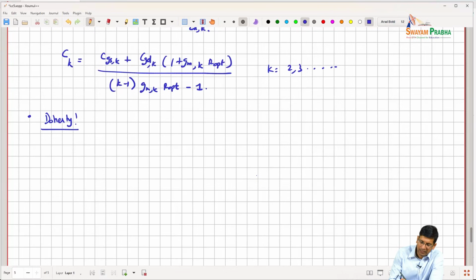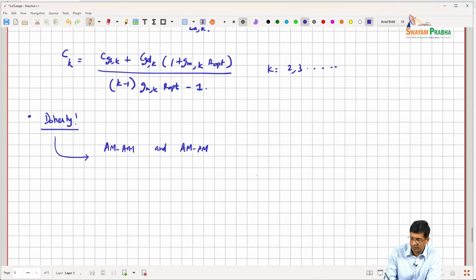So before we discuss the principle of these kind of amplifiers, right? Let's discuss some of the non-idealities that are there in the system, right? So the first thing is AM to AM and AM to PM, right?